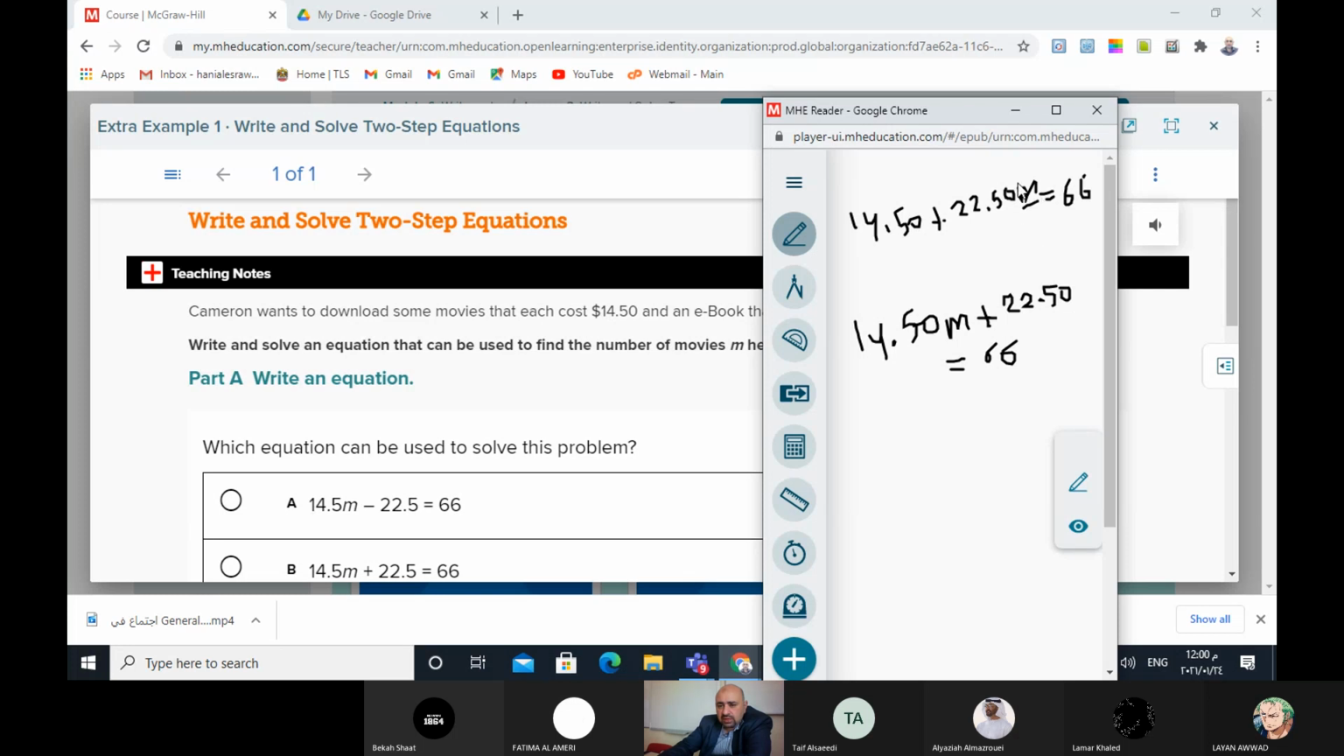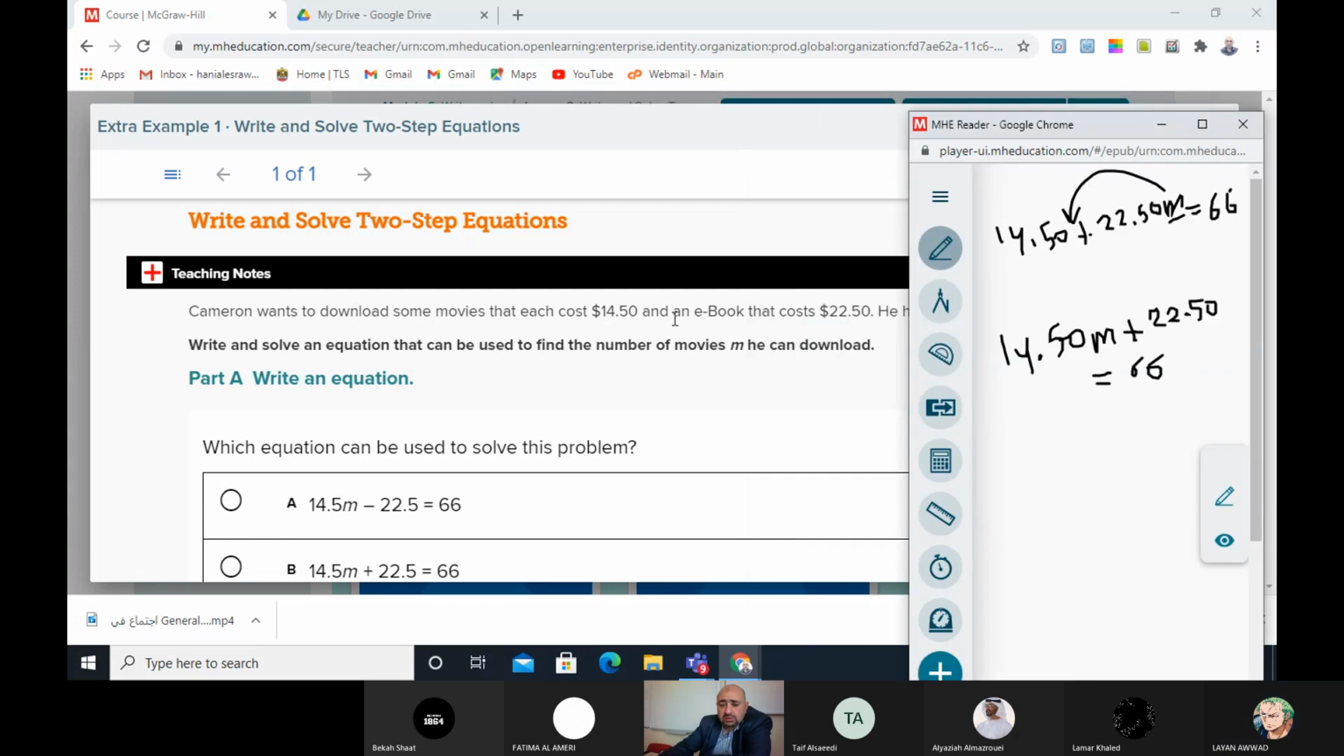The wrong placement was here, Layan and Lamar. The m will be here, not here. Why? Because here I know the number. He said an, and what is the meaning of an? An ebook means I have one ebook. But here the question said download some movies. Do you know how many? You don't know. So the number of movies is unknown for us, so we represent it with m. But I know the number of ebooks because he said an. What's the meaning of an? Just one ebook. So the m will be here, not here.